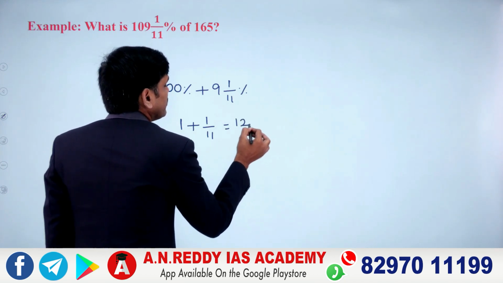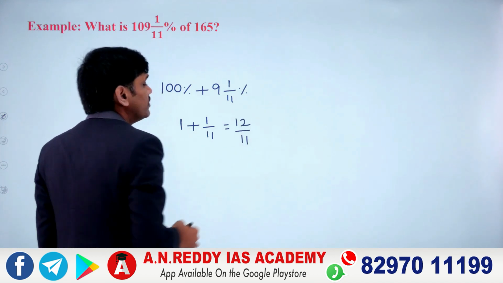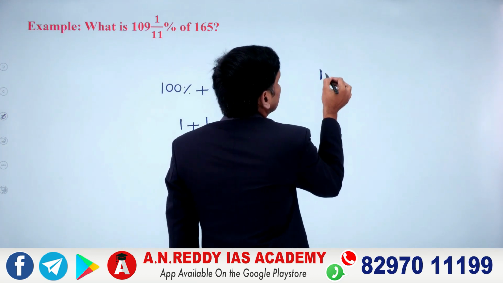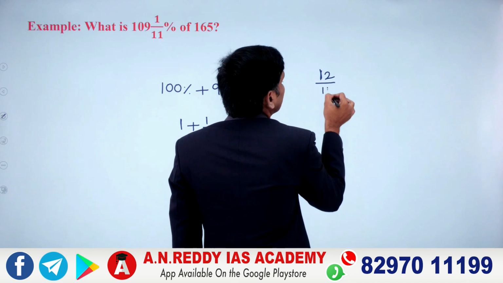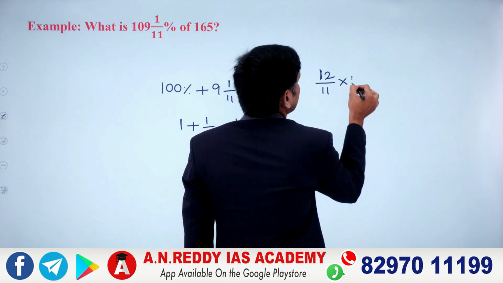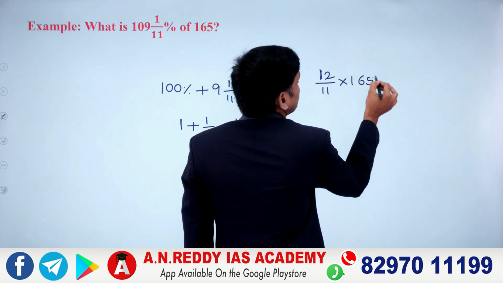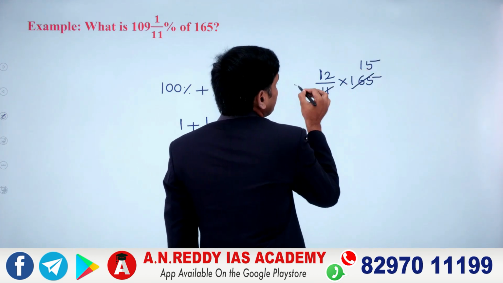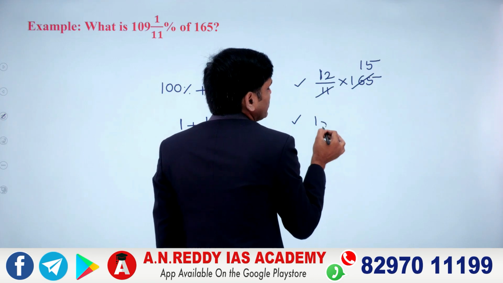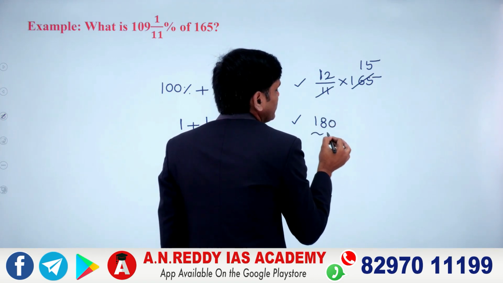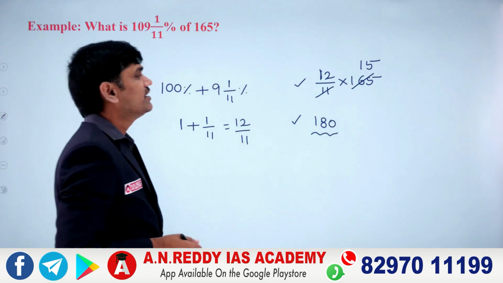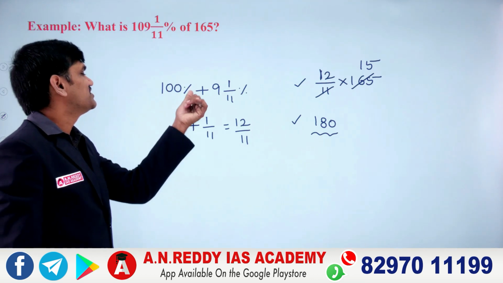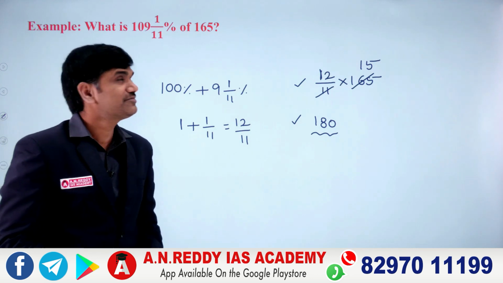12 by 11. Hence I can say that it is 12 by 11th of how much, dear? 165. Go for cancellation here. 11 15s are 165. So 12 into 15 will give you how much, dear? 180. So like this you can derive the fractions on your own.